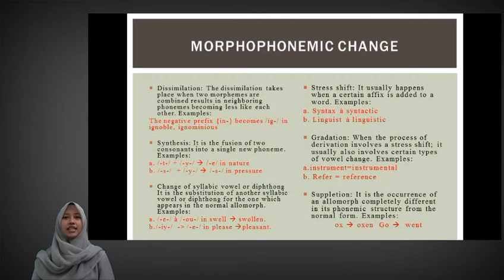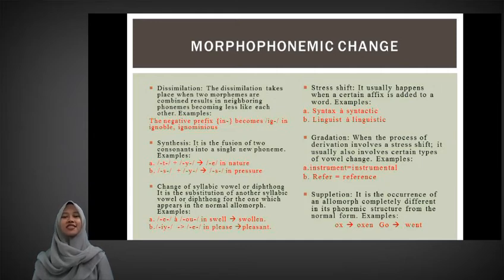And the fifth is about dissimilation. The dissimilation takes place when two morphemes are combined, and it results in neighboring phonemes becoming less like each other. For example, the negative prefix in- becomes ig- in the words ignoble and ignominious.